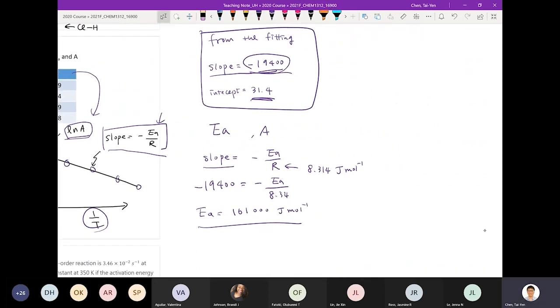How about your A? A comes from your intercept. The intercept, natural log A, is going to equal 31.4. Take the exponential on both sides, then you get A equals exponential 31.4, and that gives you a number of 3.92 times 10 to the 13 per second.